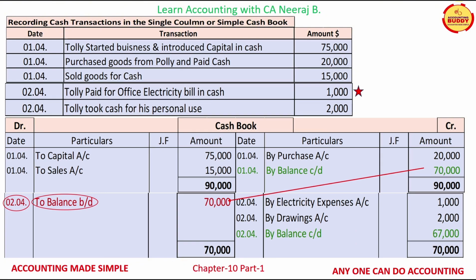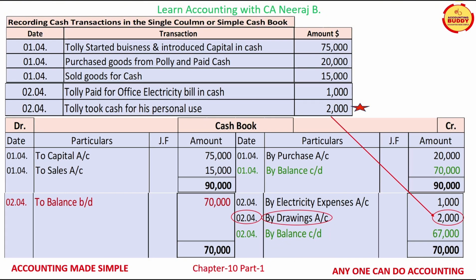On 2nd April, Tolly paid office electricity bill amounting to $1,000 by cash. This cash outflow entry of $1,000 will be recorded on the right hand credit side of the cash book on 2nd April by writing the words "by electricity expenses." Again on 2nd April, Tolly took cash amounting to $2,000 for his personal use. This cash outflow entry of $2,000 will be recorded on the right hand credit side of the cash book on 2nd April by writing the words "by drawings account."